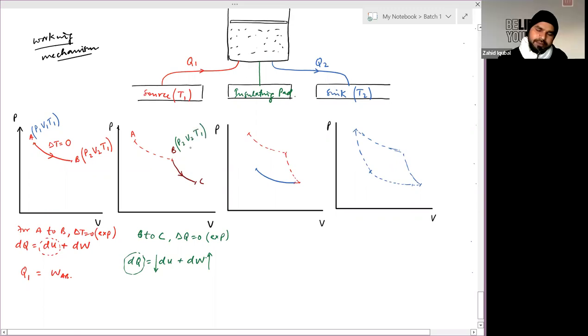So at point B, the state is P2, V2 and T1. At point C, it will become P3, V3 and T2. And delta Q is 0. Now it will reach the sink.